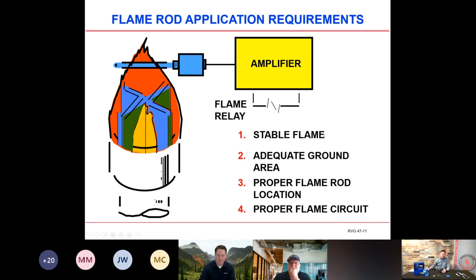So number 1, stable flame. 2, adequate ground. 3, proper flame rod location. And 4, proper flame circuit. As I stated before, a great flame signal is 5 microamps or 5 volts DC. The lower threshold is 2 microamps or 1.25 volts DC.